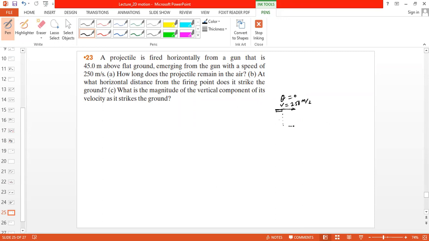এখানে flat ground এর থেকে 45 meter above এ ছিল। ওকে, সো এই হাইটটা হচ্ছে y equal to 45 meter। ওকে, সো 45 মিটার উপরে একটা গান ছিল, সেই গান থেকে 250 মিটার পার সেকেন্ড স্পিডে 0 ডিগ্রি অ্যাঙ্গেলে একটা বুলেট ফায়ার করা হলো, এবং এটা কিছু সময় পর ডেফিনেটলি প্রজেক্টাইল মোশন দিবে, এন্ড সার্টেন টাইম পরে সে কিন্তু গ্রাউন্ডে হিট করবে। এখন আমাকে বলছে how long does the projectile remain in the air?